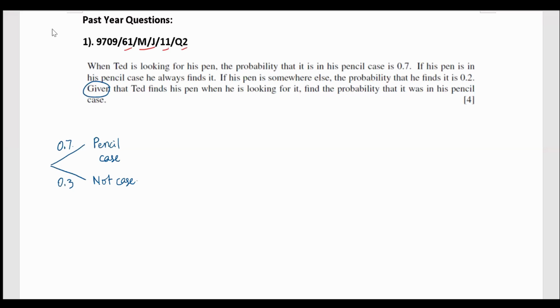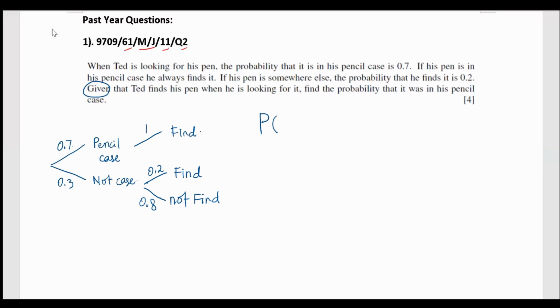So if his pen is in his pencil case, he always finds it. So he can find it, and the probability is 1. He always finds it. If his pen is somewhere else, then the probability that he finds it is 0.2. So if it's not in his pencil case, the probability that he can find it is 0.2, which means the probability that he cannot find it is 0.8, right? The two branches total must equal 1.